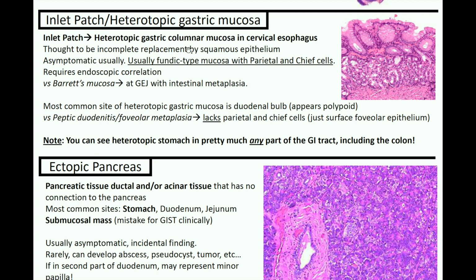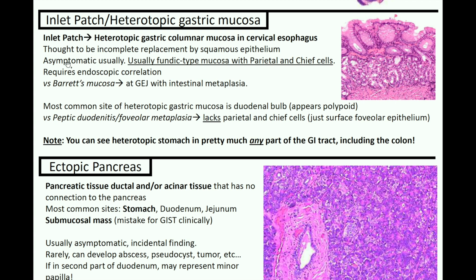Of course, you would consider Barrett's. The most common site of heterotopic gastric mucosa is the duodenal bulb, which appears polypoid. Versus on a differential, you'd have peptic duodenitis or foveolar metaplasia, which would lack parietal and chief cells and would just have surface foveolar epithelium. Of note, you can see heterotopic stomach in pretty much any part of the GI tract, including the colon. So good to be aware of.